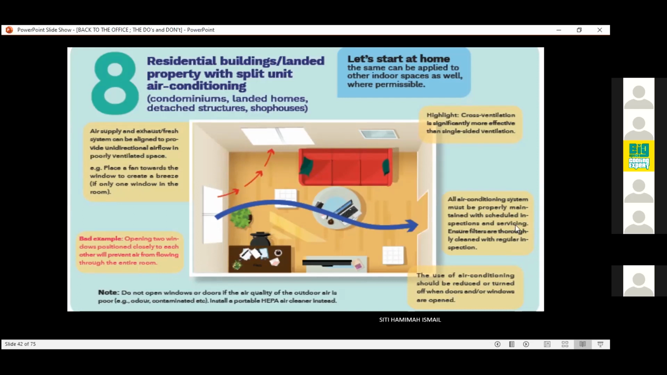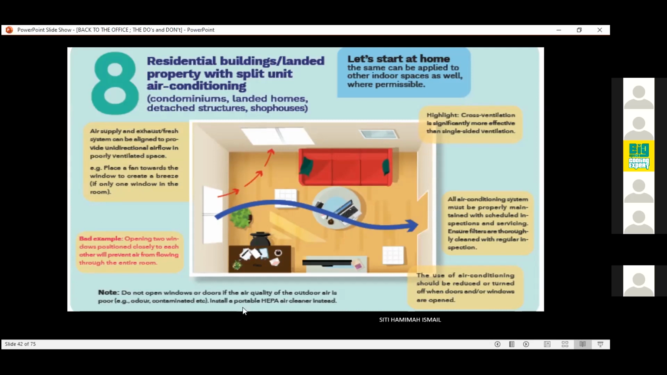Lagi satu, kalau you ada split unit. Okay, yang ini I nak highlight sikit. Kalau you ada split unit, please make sure your split unit is well maintained now. Okay. Sekarang ni masa-masa pandemik, you need to make sure filter, chemical cleaning mesti on time. Okay, sebab kita tak nak benda tu circulate in the split unit system.